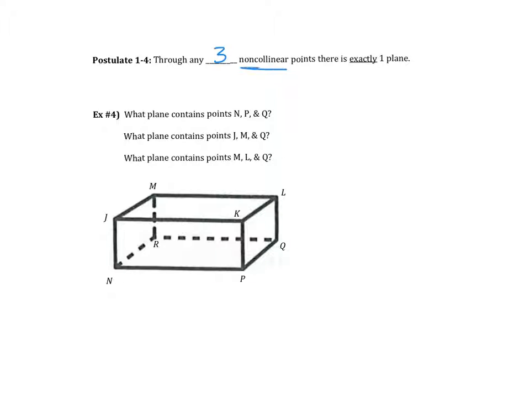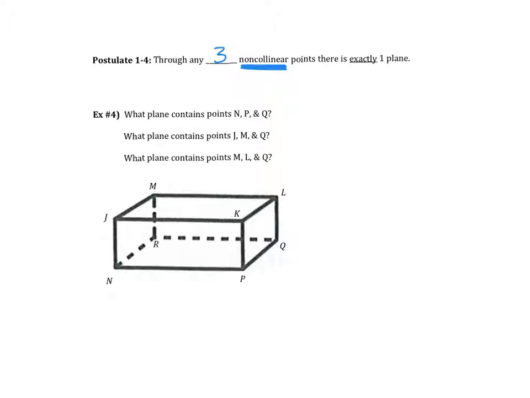So through any 3, and here's the key word, non-collinear. What is non-collinear? Not in a straight line, okay? So here's what I want you to do. Take your fingers and don't put them in a straight line, okay? You have to off-kilter them somehow and see if you can get them to lie flat on your desk, like that.